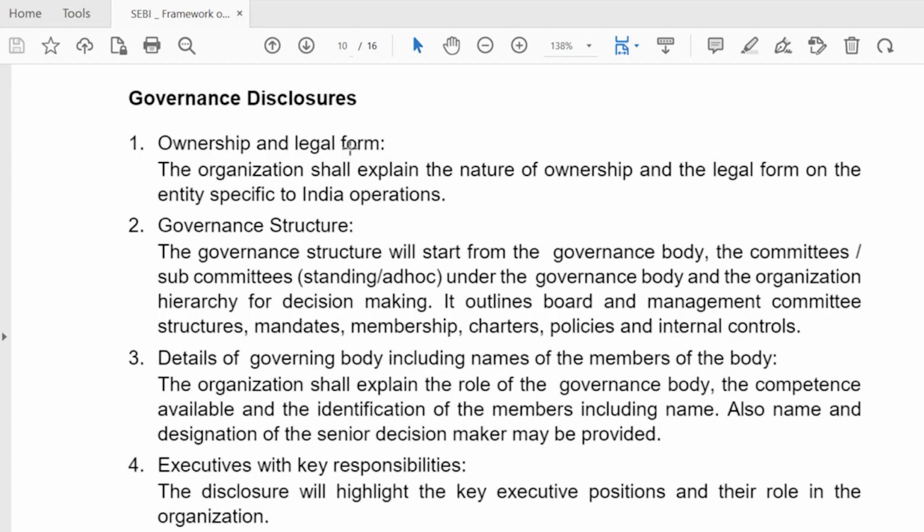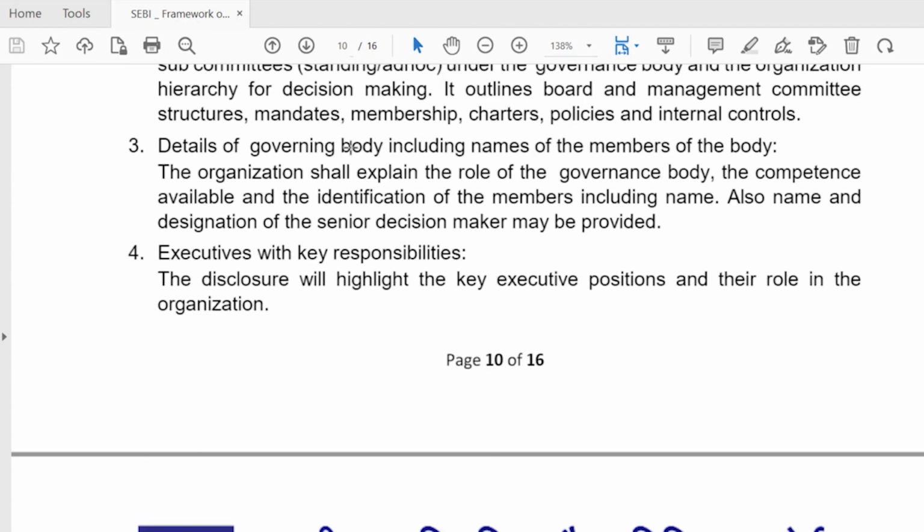Then comes the details of the governing body, where the organization needs to disclose about the role of the governing body, the competence available and the names of the members who are the senior decision makers in the organization. Next comes the executives with key responsibilities. So the disclosures about the key executive positions and their role in the organization are also mandated for the organizations listed on the social stock exchange.